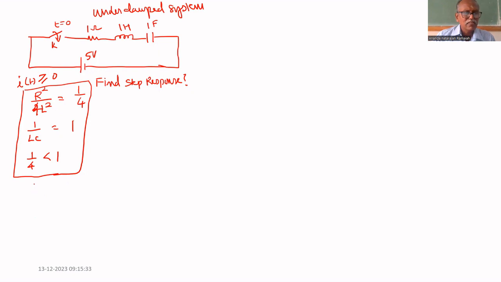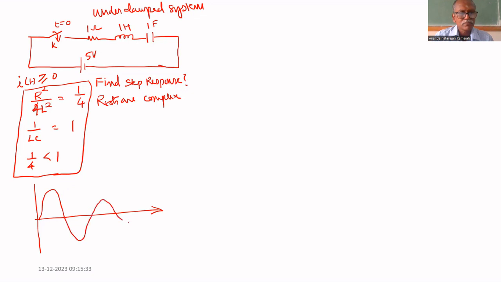Here, the response will be like this. Since it is underdamped, because R square divided by 4L square is less than 1 by LC, the roots are complex conjugate. That's why the response will be like this. Initial current will be 0, final current also 0, but it oscillates and then settles.